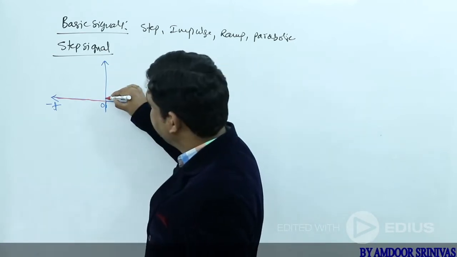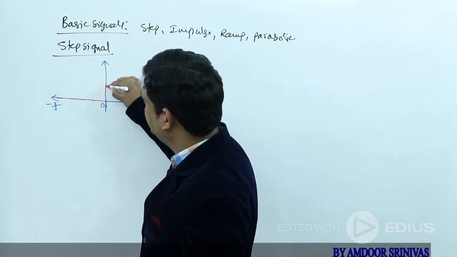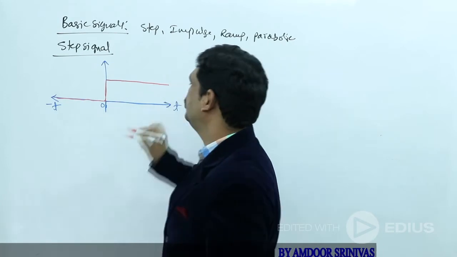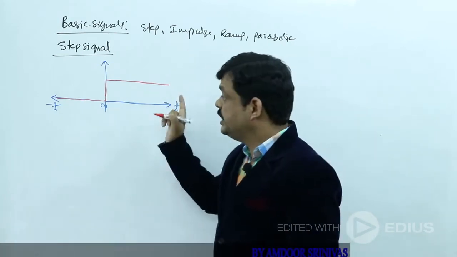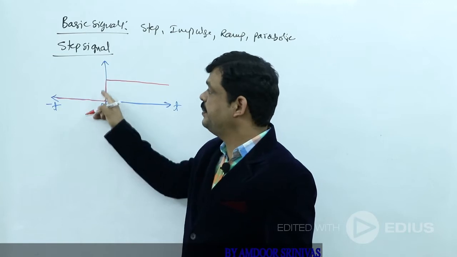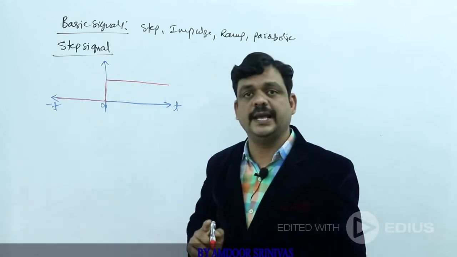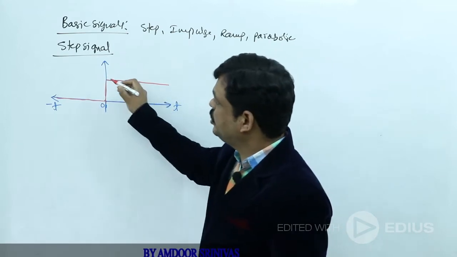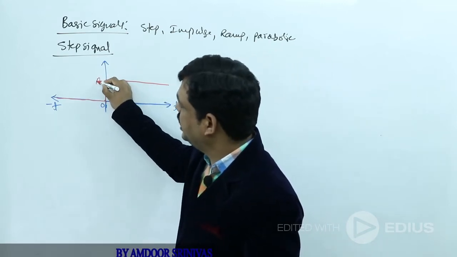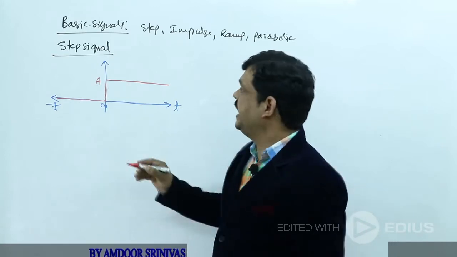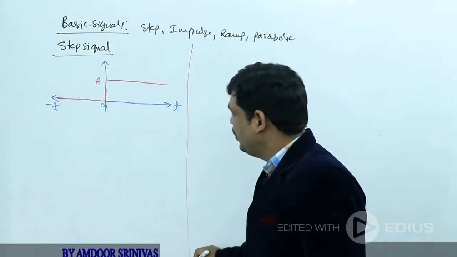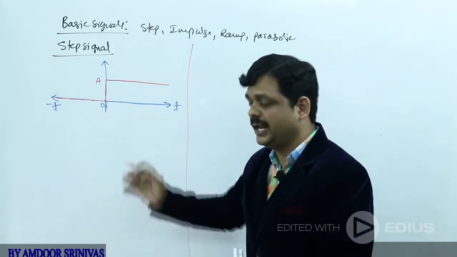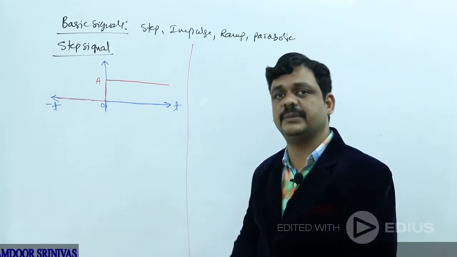This step signal is defined exactly from t equal to 0 onwards. From t equal to 0 onwards, it has constant amplitude. It should be like this. Now see, the shape of the signal is just like one step. That's why this signal is called the step signal. And this constant amplitude I'm assuming here is A. The amplitude value is how much? A is a constant value. Let us take 10 or 20 or 30, some other values.